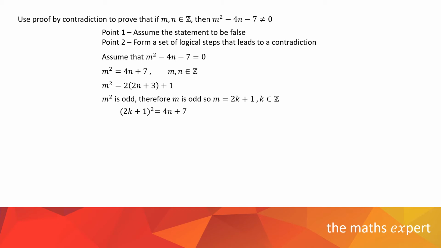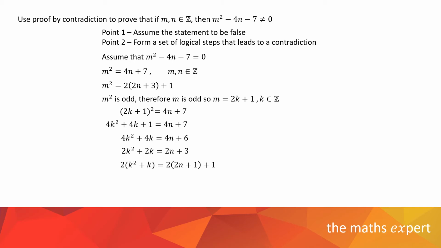I can now substitute this in, expand, and simplify. I can simplify this further by dividing both sides by 2. Now if we analyse both sides, we have our contradiction. The left-hand side is clearly an even number, as it is 2 times some integer. The right-hand side is an odd number, as it can be expressed as 2 times a number plus 1.